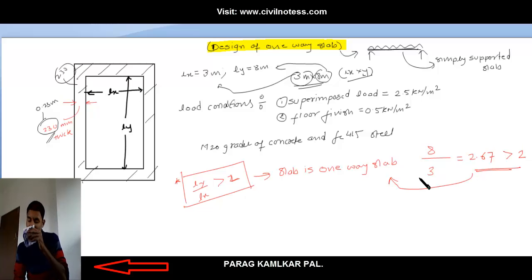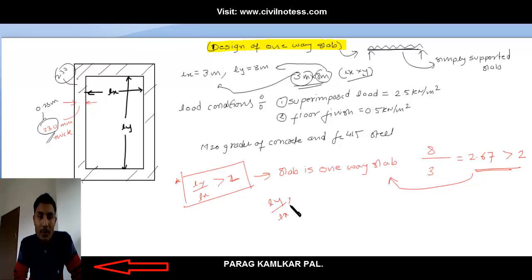Okay, so the first step is to define whether it is a one way slab or two way slab. It is all about this. If the Ly by Lx ratio is greater than 2, it is called a one way slab. If the Ly by Lx ratio is less than 2, it is called a two way slab.